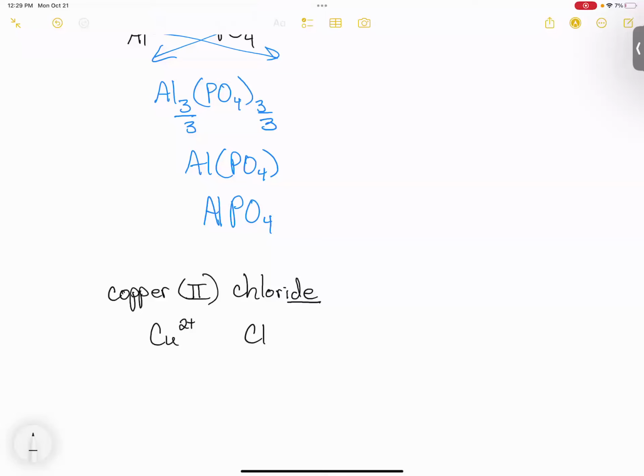And what would chlorine's charge as an anion be? -1. And how did you know that? It's in group 17. Then we cross, drop, and simplify. So on our copper, we are placing a 1, and on our chlorine, we placed a 2. That is the formula for copper 2 chloride.